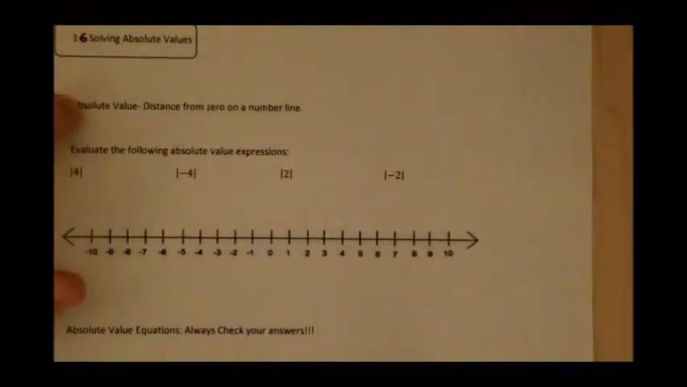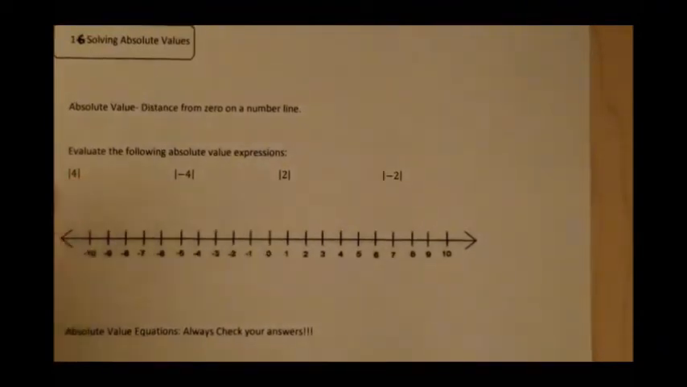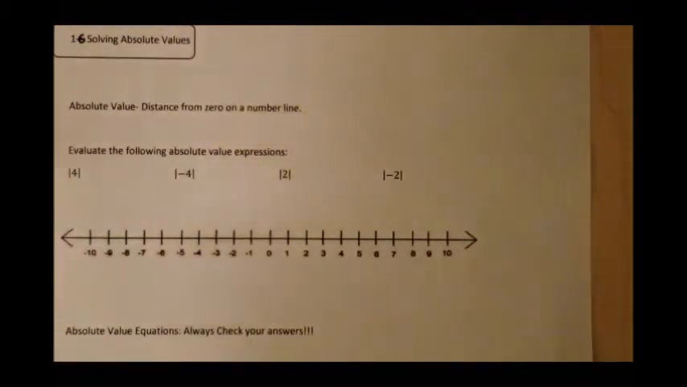Absolute value, in case you don't know, is the distance from 0 on a number line. That's what an absolute value will be telling us today. If you've never seen an absolute value, they have straight lines or straight bars right around a number. To solve or evaluate an absolute value, you just really want to think of a number line and figure out how far away from 0 you are.